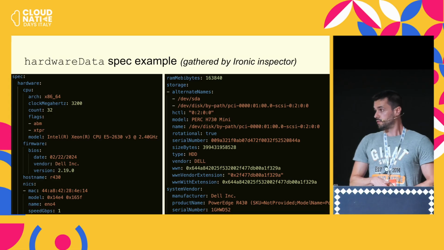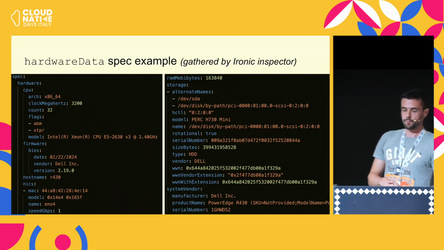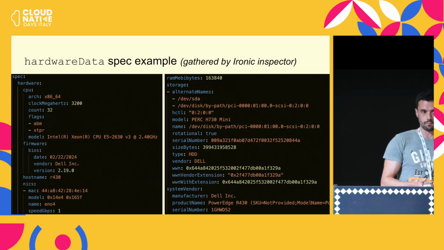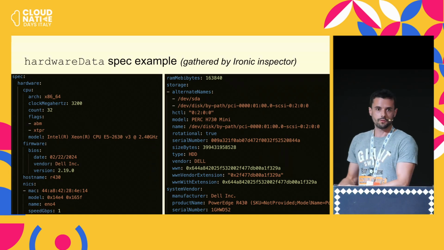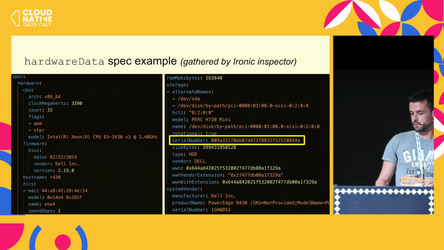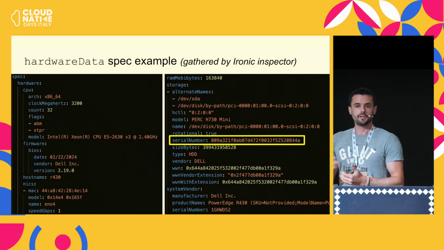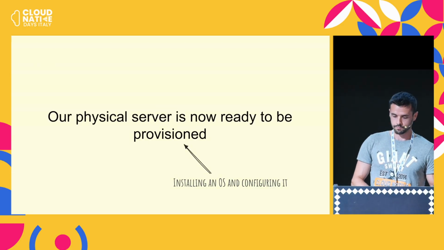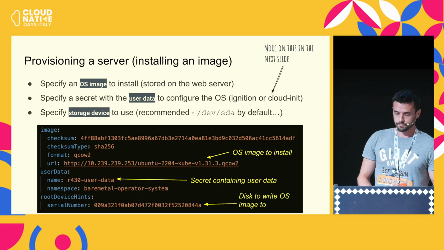And yeah, this is what this hardware data looks like. So there are quite a few fields. This is cropped, but there's stuff about the hardware, pretty much what you can find in your BMC UI, but crammed into a CR in Kubernetes. The interesting part is the storage devices, in this case, I find at least, because you may have several disks and you want to know where you're going to install the OS. So now that it is available, it's ready to be provisioned.